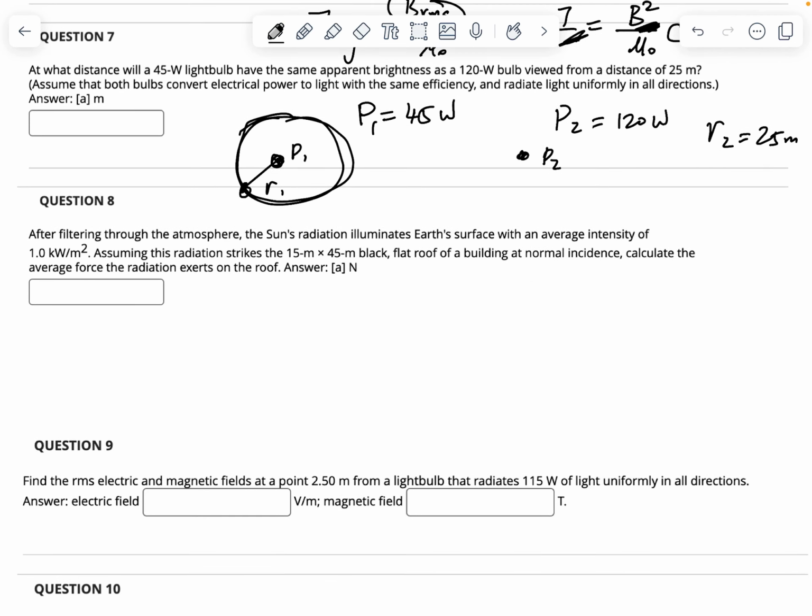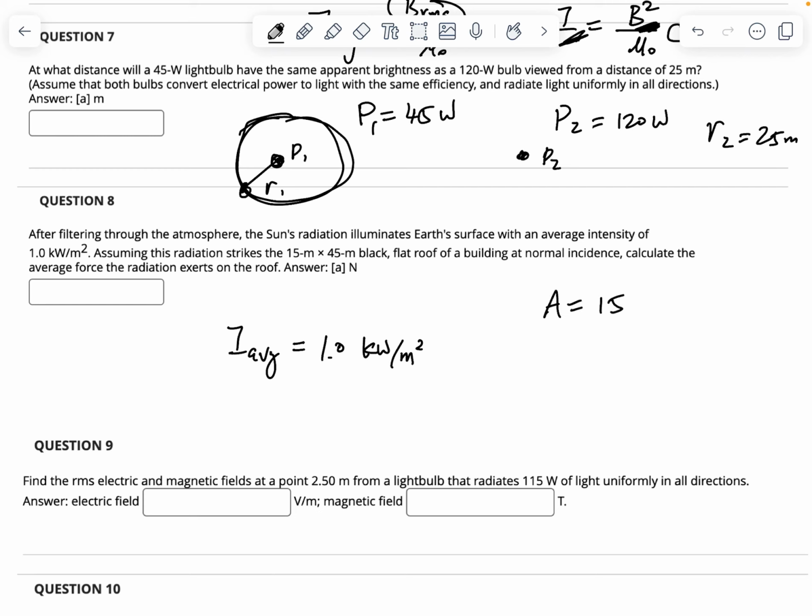All right, next one is number 8. After filtering through the atmosphere, the sun's radiation illuminates Earth's surface with an average intensity of this. Okay, so average intensity is 1.0 kilowatt per meter squared. Oh, very intense. Assume this radiation strikes the 15 meter by 15 meter black flat roof of a building.